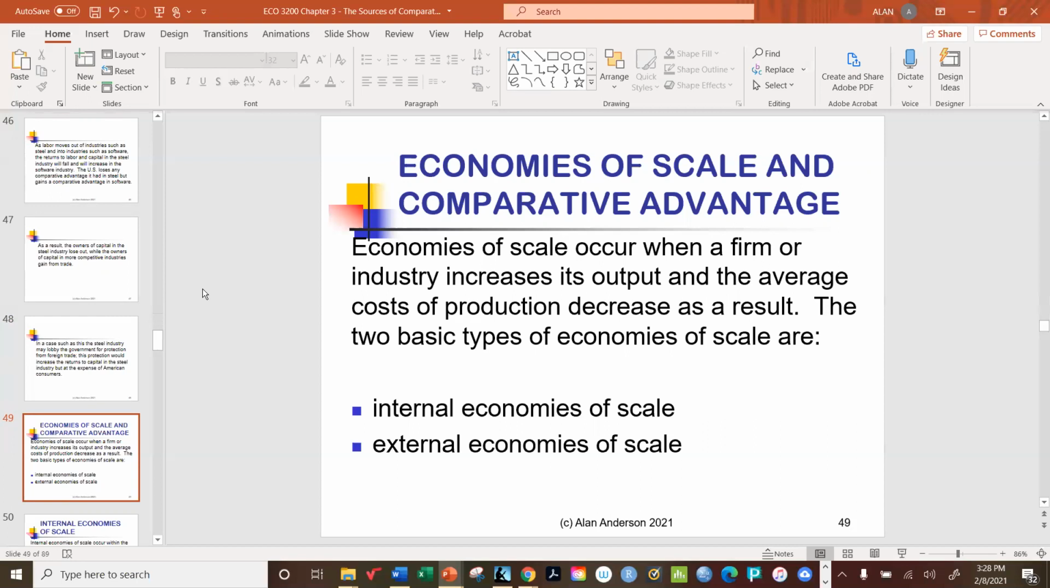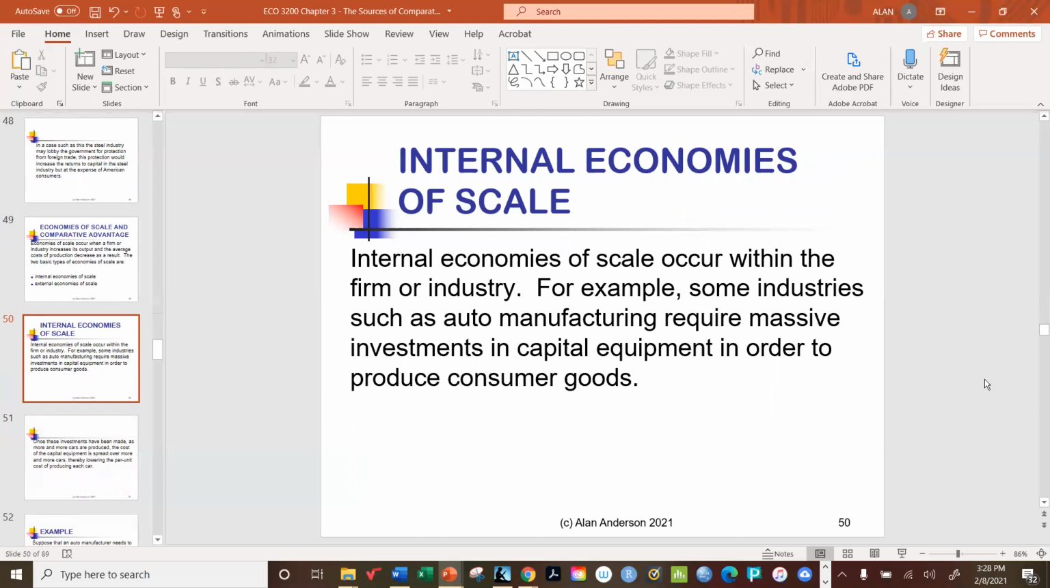All right, so we're going to define two basic kinds of economies of scale, as you can see. Internal, which means internal to that company or industry, and external, which comes from sources outside of their direct control. In other words, these are things that they have no control over, but they still may benefit from it anyway. Internal economies of scale occur within a firm or industry.